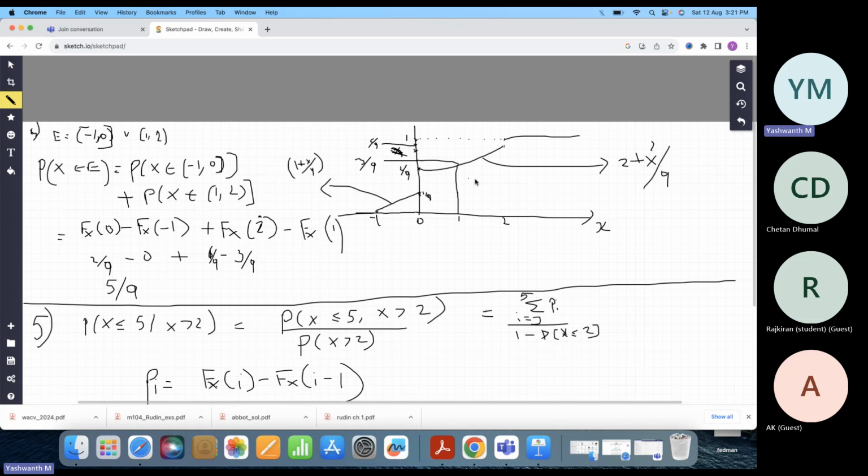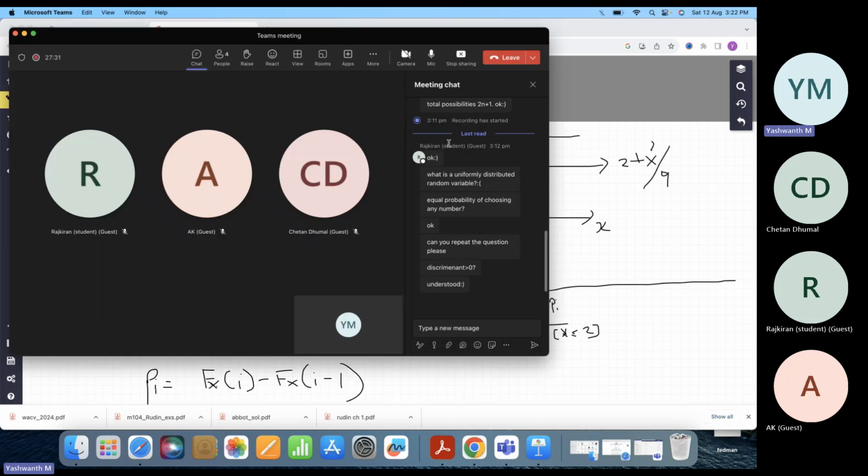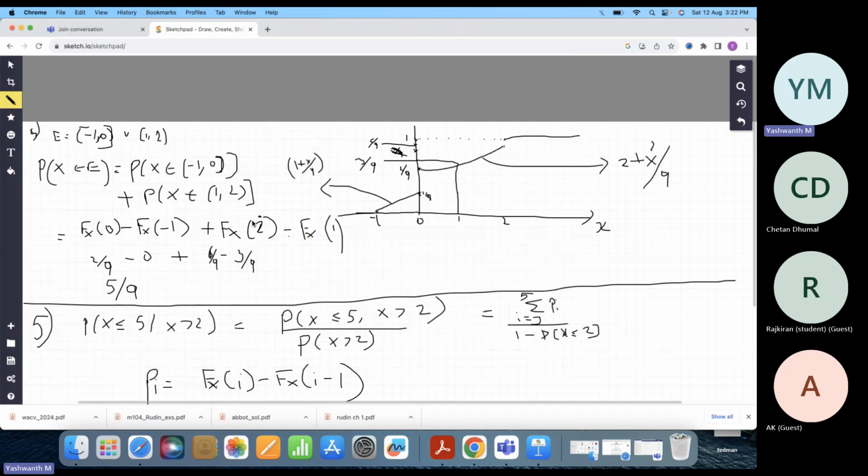F_X(2 minus) is 6 by 9. Put 2 here, that is 6 by 9. And F_X(1), I think, is 3 by 9. So overall the answer is 5 by 9. Any questions on this? You can look at it for a while and let me know if you have any questions.